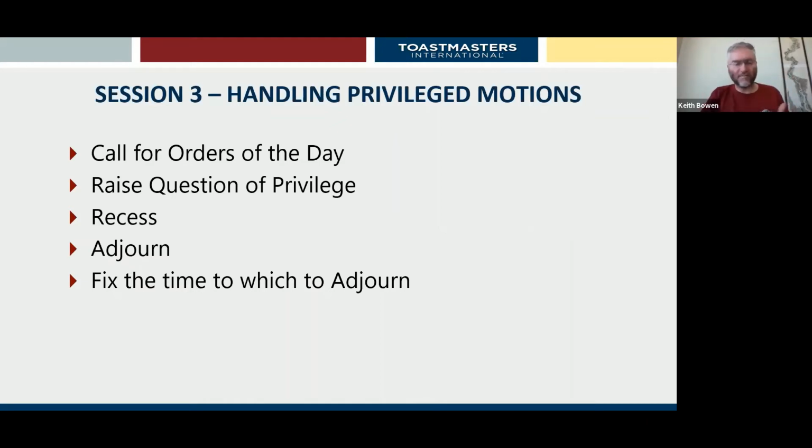So we've had all these subsidiary motions. We've got the main motion, the subsidiary motion. Now these things can actually interrupt everything and can really change the direction of what's happening. They are not incidental. We'll come to incidental later. Incidental are things that just pop up, but these actually have a very specific purpose, but they are always at the top of the list. The first is call for orders of the day.